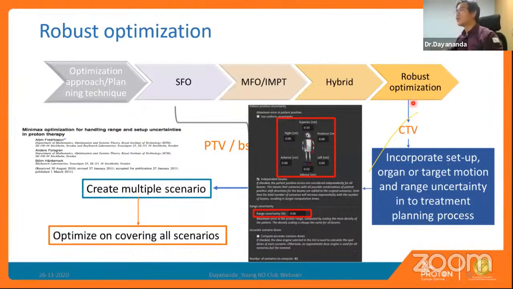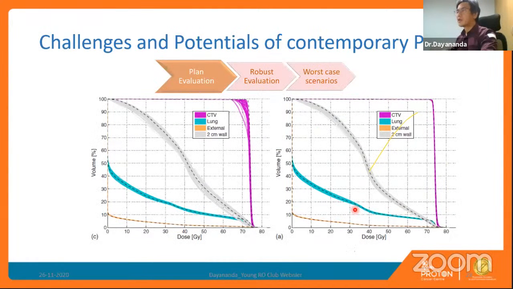So robust optimization is a new concept which has been implemented in proton radiation therapy, wherein we incorporate setup error and range uncertainties during the treatment planning optimization, and the optimizer converges to a solution where the resultant dose distribution is less sensitive to the setup error and the range uncertainties. Accordingly, we also have to evaluate the treatment plan robustness, so robust optimization and robust evaluation is a new approach, which is commonly used in proton radiation therapy, especially using the pencil beam scanning technique, which is not the case in photon radiation therapy.